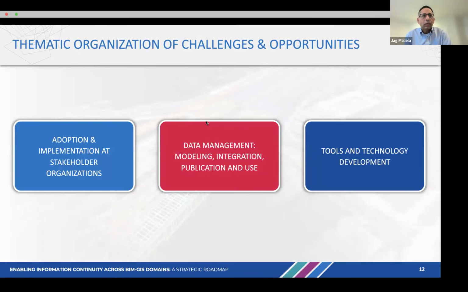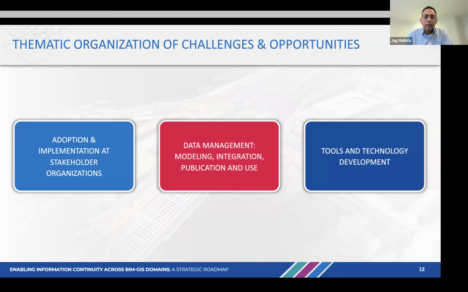So as we develop this roadmap, we recognize some of the challenges that need to be tackled by the roadmap, and we put them into three buckets. Certainly those challenges become opportunities if you create the roadmap actions in a way that leverages our strengths and suppresses the weaknesses, if you will. The three buckets: certainly on the adoption side, from implementation and stakeholder organizations, there is one bucket of challenges and opportunities.